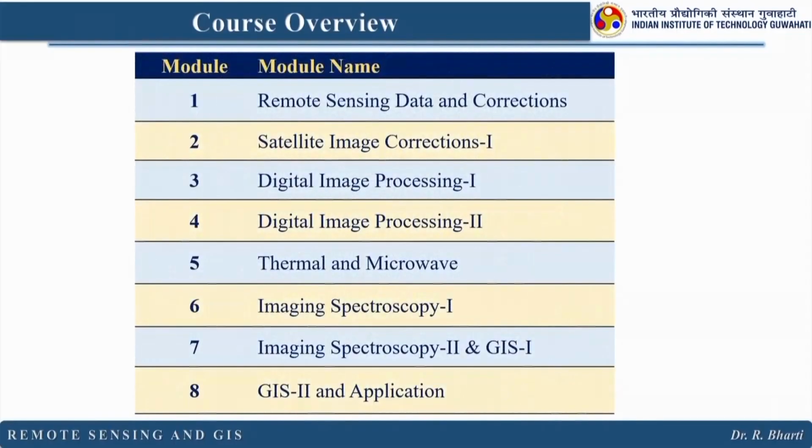There will be 24 lectures on remote sensing and GIS in this course, of which this is the first one. You can see the module details here, and more details can be found on the website. This course will introduce you to state-of-the-art concepts and practices of remote sensing and GIS. It starts with the fundamentals of remote sensing and GIS, and subsequently advanced methods will be covered. I hope you will enjoy this course.